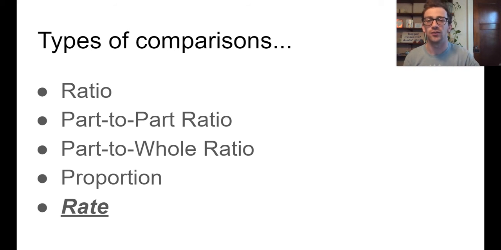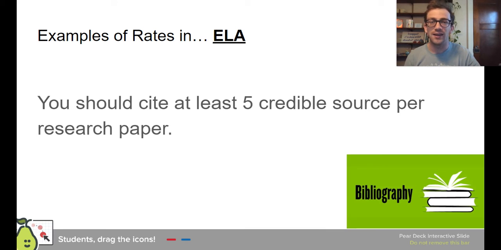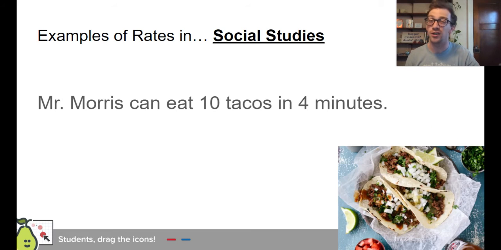Before I define what a rate is, let's look at three examples that you might have heard in your other classes. In science, you might have heard that in the Alaska tundra, there is about one brown bear in every 2 square miles. In ELA class, you might have heard that you should be using at least 5 credible sources per research paper. And in social studies, when you're talking about food and culture, you might clue into the fact that I'm pretty incredible and I can eat 10 tacos in 4 minutes.